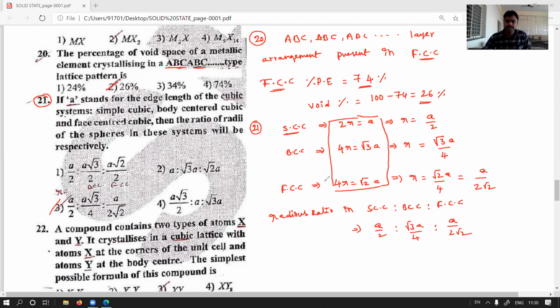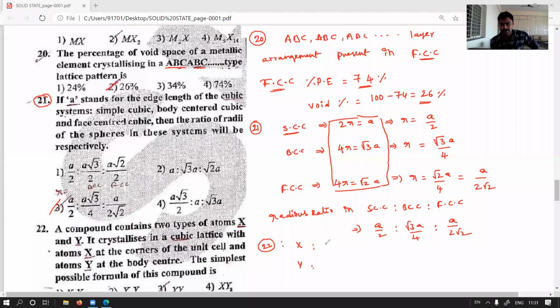Okay. Next, let's see the 22nd question. A compound contains two atoms, X atom and Y atom. X atoms crystallize in a cubic lattice with X atoms at the corners of the unit cell and Y atoms at the body center. Then they ask for the simplest formula.